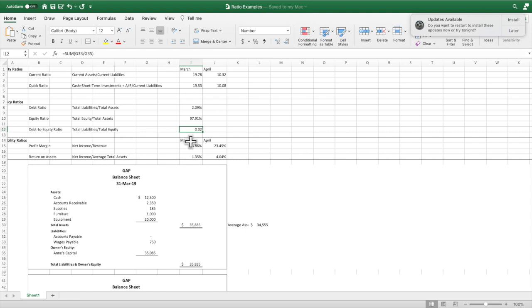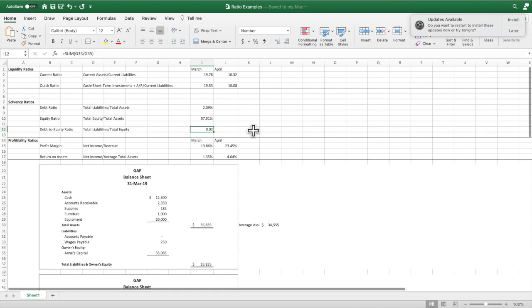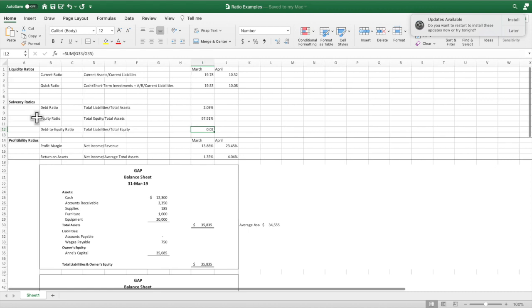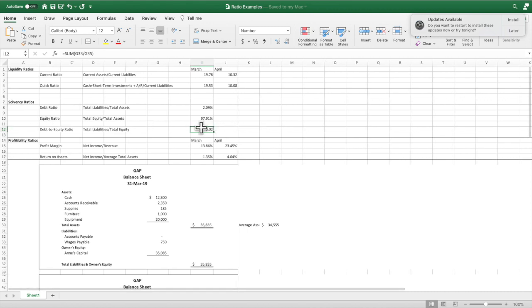So as you can see, Ann owns the majority of her organization. She does not owe for liabilities. So these are the solvency ratios. And we can see that Ann is sole owner of the organization and almost owns 100% of the organization.